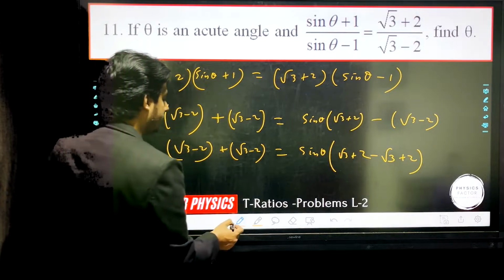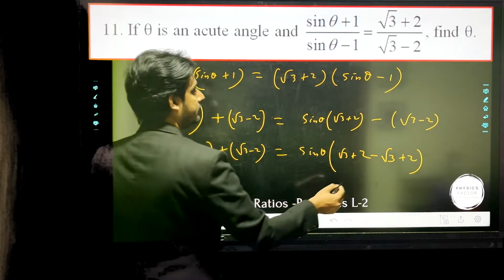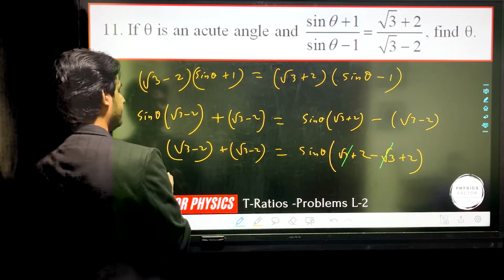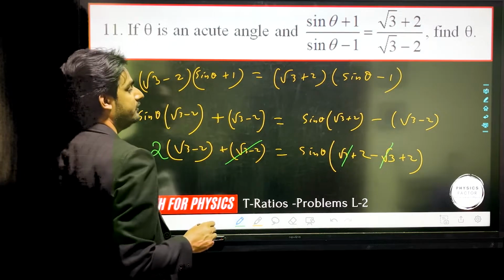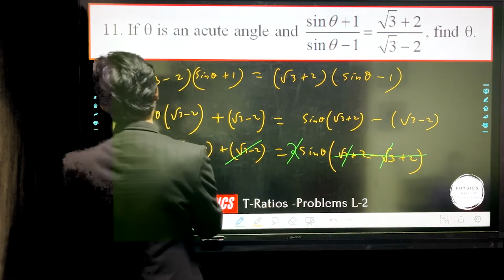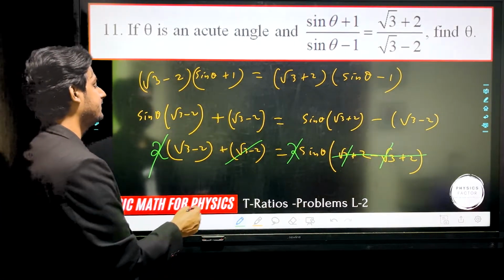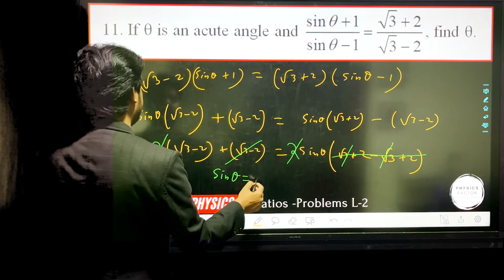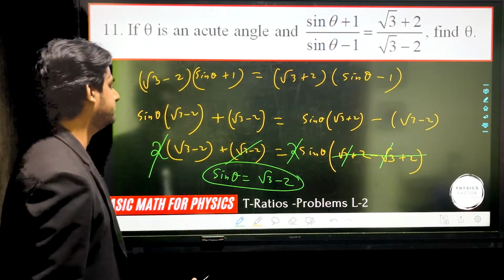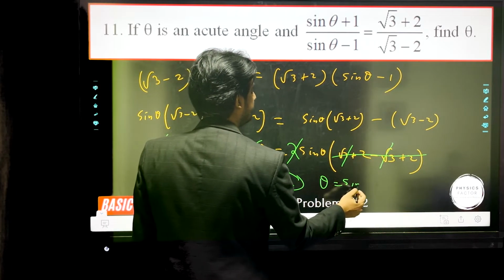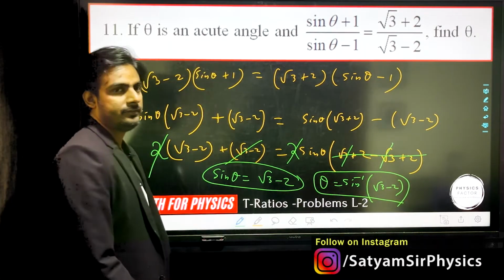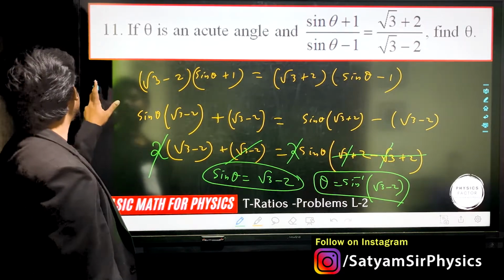Okay. Now whatever gets cancelled, let's cancel it. This gets cancelled. And here nothing gets cancelled. I will just write 2, and I will cancel this 2. Okay, so we get the value of sin theta as root 3 minus 2. So theta is sin inverse of root 3 minus 2. That's the answer. Alright, so that's question number 11. Let's move to the next question.